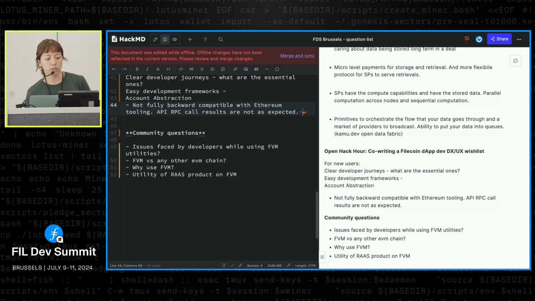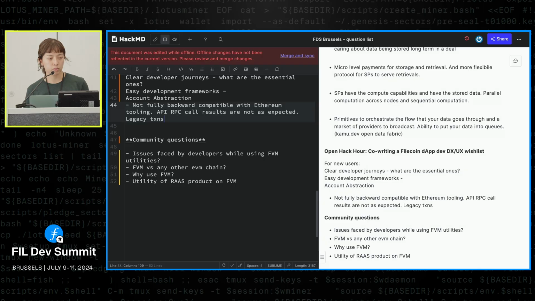Okay. Aside from API RPC call results, do you have any other examples of not fully backward compatible Ethereum tooling? There was this legacy transactions thing that was required to deploy the GnosisSafe, and essentially when we initially, because right now we have over 50 GnosisSafe deployments over different chains, and we were looking to deploy it over Filecoin. We were stuck over this, and okay, can we overcome this? Yes, we can, but it's going to require way more time to do it, right?